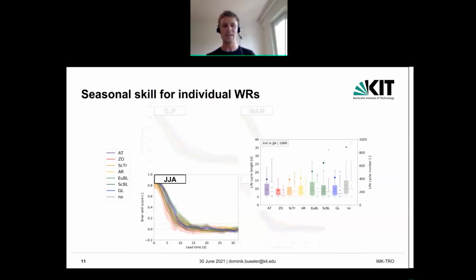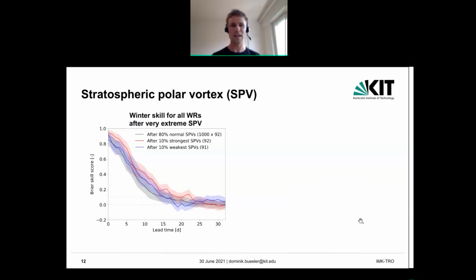But as a second step, I would like to show you how, let's say, the most important drivers for the Atlantic European region affect the skill of these regimes. And one of these drivers is the stratospheric polar vortex in winter. So what we did is we looked at the state of the polar vortex at forecast initial time. And we checked how the skill is for all regimes together, in red, in the forecasts starting with the 10% strongest polar vortex states, and in blue the ones with the 10% weakest polar vortex states. And this is compared to the black curve, which is basically the normal states.